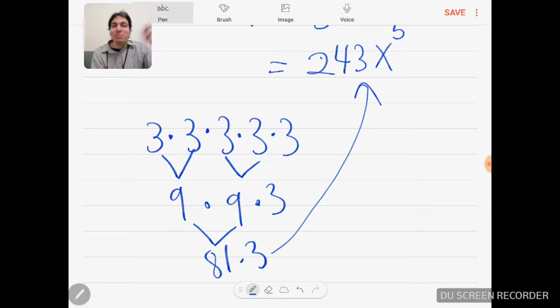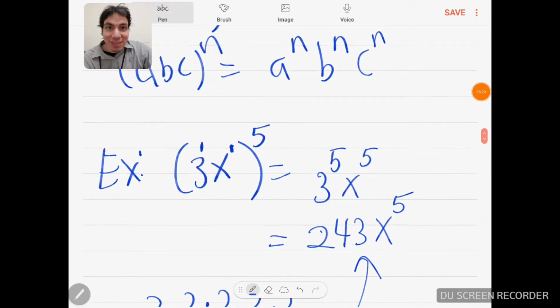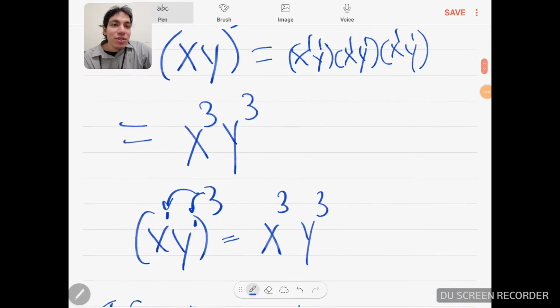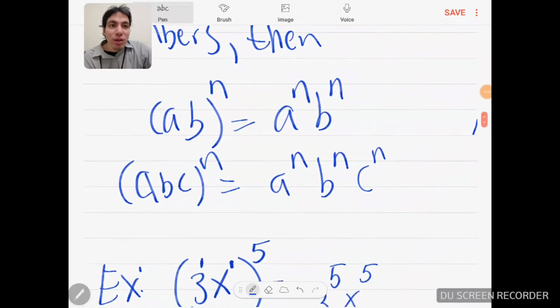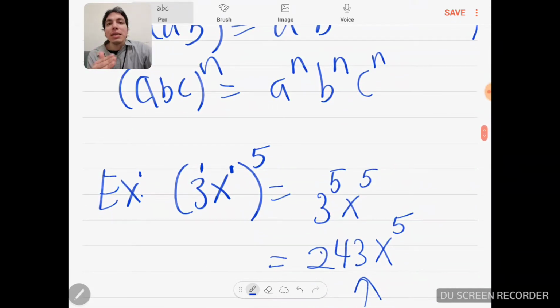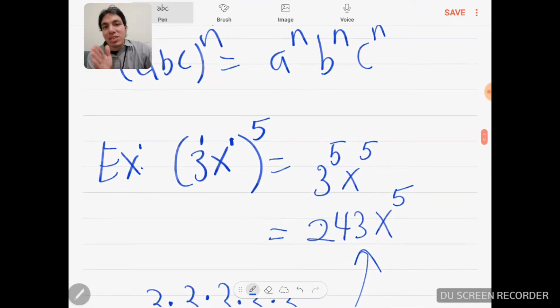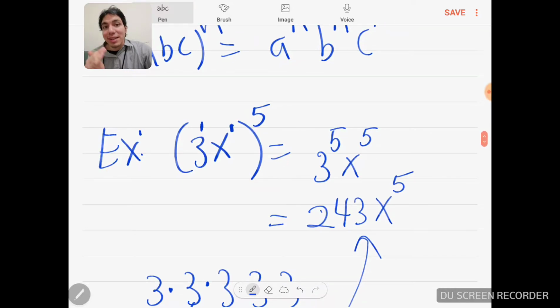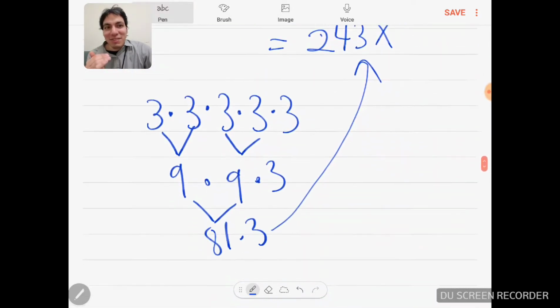I know I made that look easy, but it takes practice for you to get into the rhythm again, okay? For those of you who haven't done mathematics for a very long time. So remember, this is called the power of product rule, where you're distributing the n into each and every single base in the bracket, if that makes sense.